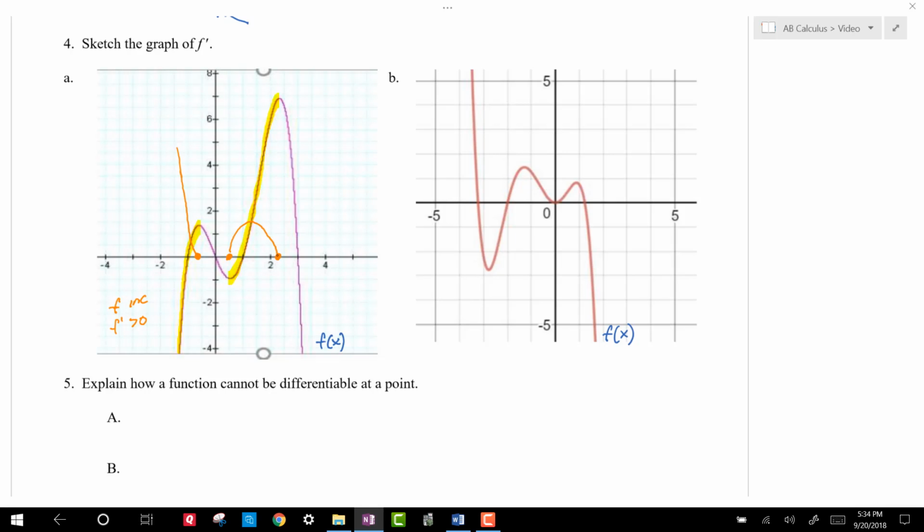And then these other parts that I didn't highlight right here, f is decreasing, therefore f prime is less than 0. So once I get over here to 2.5, I'm just going to let my derivative drop. And this middle section from -1 to +1, my derivative is negative because my graph is decreasing in there. All right? That's really all it takes here, ladies and gentlemen.